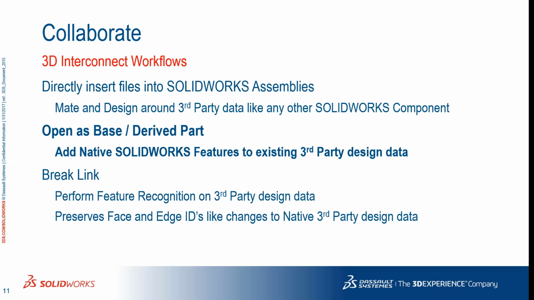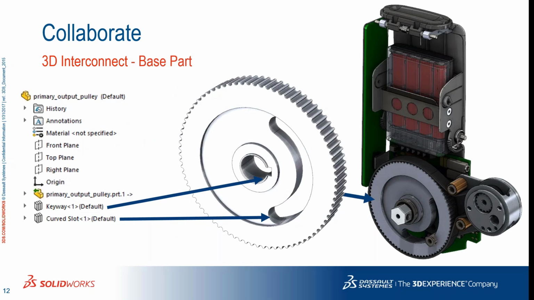Now the second workflow I want to take a look at is building a base or derived part based off of an existing part that we have. The one we'll look at is actually from a vendor, and then we can add features to that, much like we would if we started with a STEP file of something like this pulley. We needed to add our own keyway and our own groove into it, a curved slot into it, and we can do that either way with no problem. But now with 3D Interconnect, as those files get updated, those faces and edge IDs are going to be maintained, and these features will not have to be recreated.